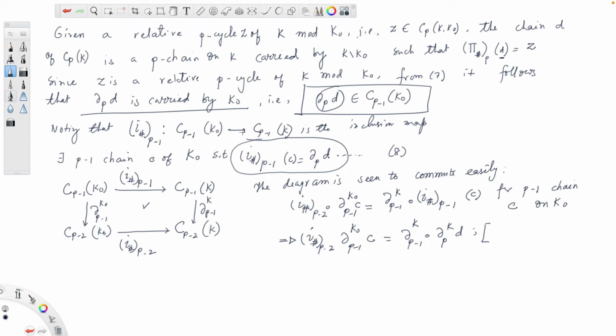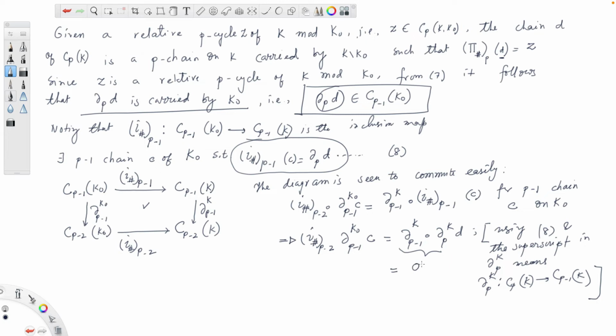Because of this, using the superscript ∂_p, in ∂_p^K means ∂_p^K is a map from C_p of K to C_{p-1} of K. All right, and we know that this is 0. This is the 0 operator, resulting in 0 on the right hand side.